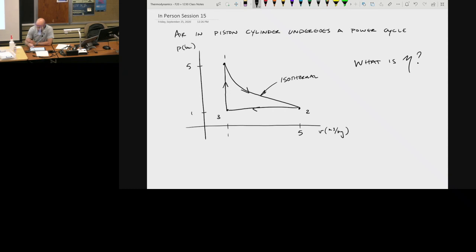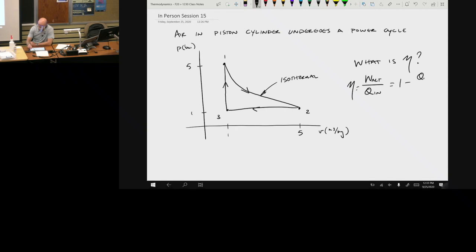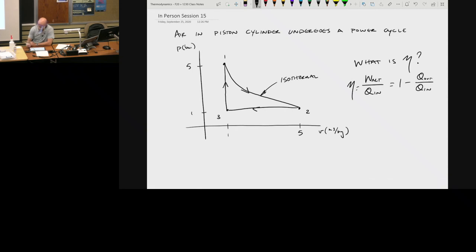So first thing, what is eta? The efficiency is going to be, what do we want? What we want is our net amount of work. What do we have to give? We have to give some Q in. That's not the only way to write this equation. We can do it equals 1 minus Q out all over Q in. That's another way to write that. So we're going to have to figure out what the Q outs and Q ins are here.